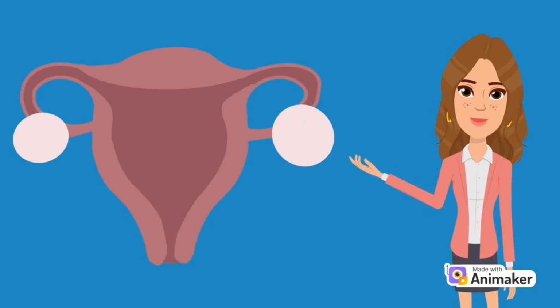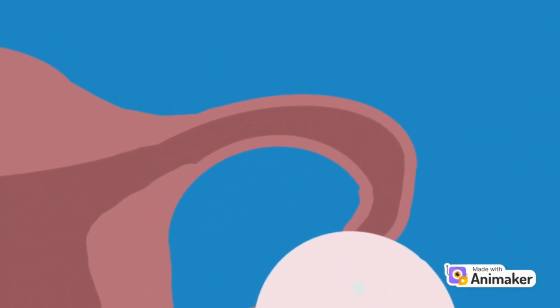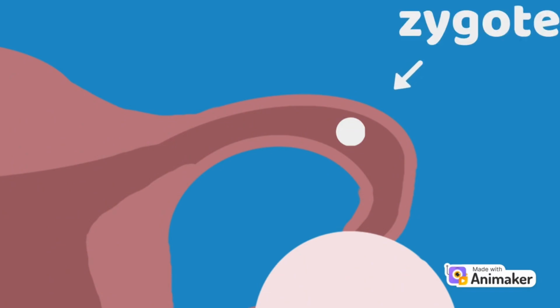First things first, a woman's ovaries will release an egg into the fallopian tubes during a time in her menstrual cycle called ovulation. After being released, a sperm may fertilize it, which creates the single cell that eventually becomes the baby. This is called the zygote.